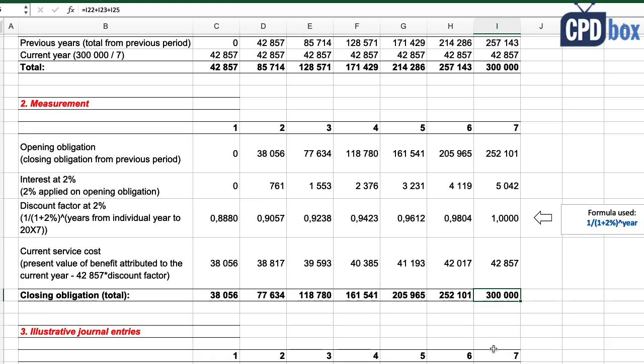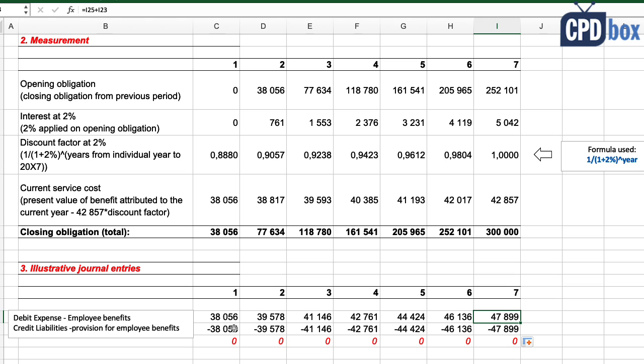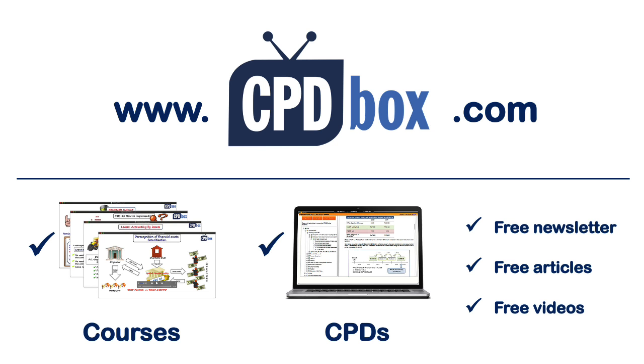So let's take a look at journal entries. In each year, an increase in obligation caused by interest and current service cost is debited in profit or loss account, expense for employee benefits, and credited to liability from employee benefits. So you can see the total expense over 7 years is 300,000. That's what you will pay out to your employee. And you can also see that you did not accrue the same amount each year because you applied projected unit credit method.